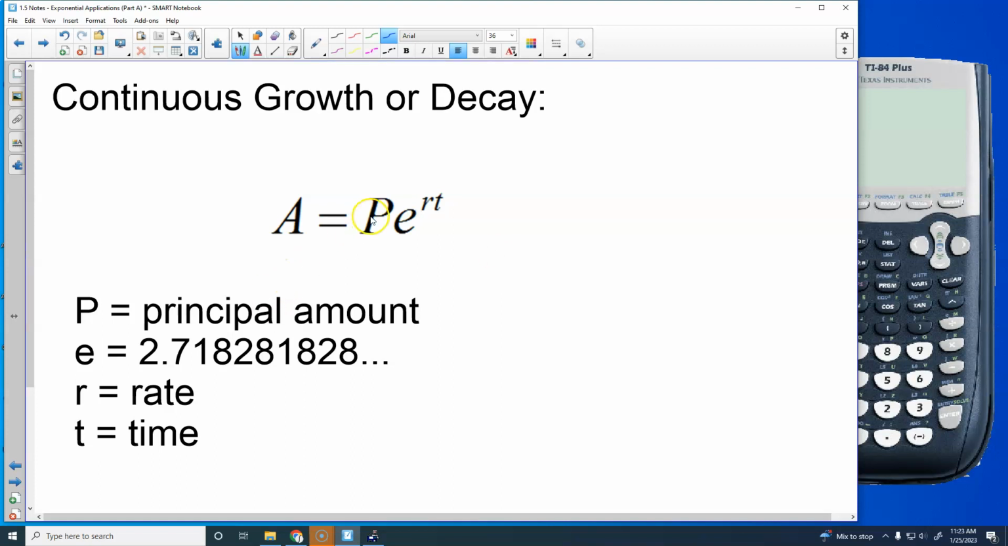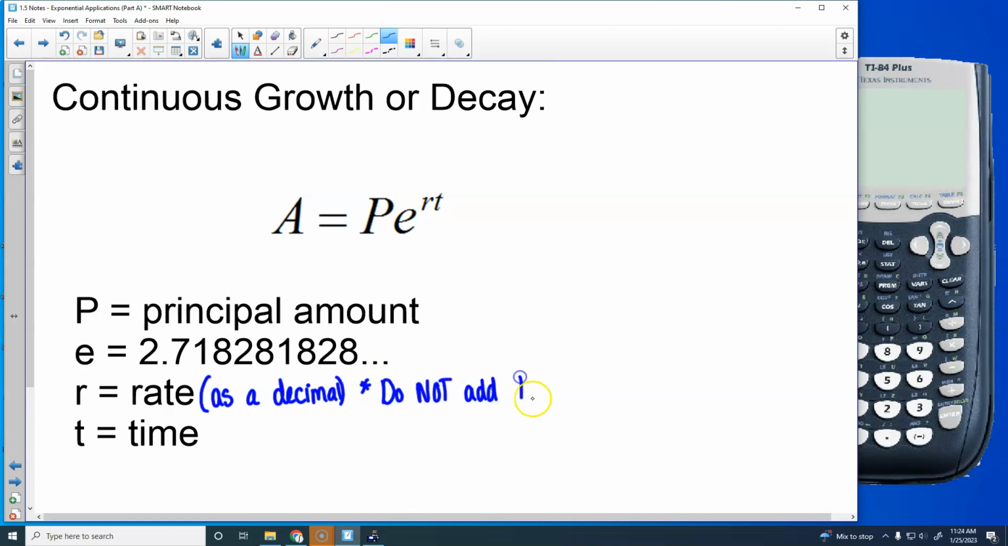So P is your principal. e is just the value we've been using for e, 2.71828, and so on. r is your rate, again as a decimal here. And let's put a note right here: do not add 1 or subtract 1, because this is not the same as the b value. You're just putting your rate there. So if the rate is 5%, you put 0.05 there. And t is your time.